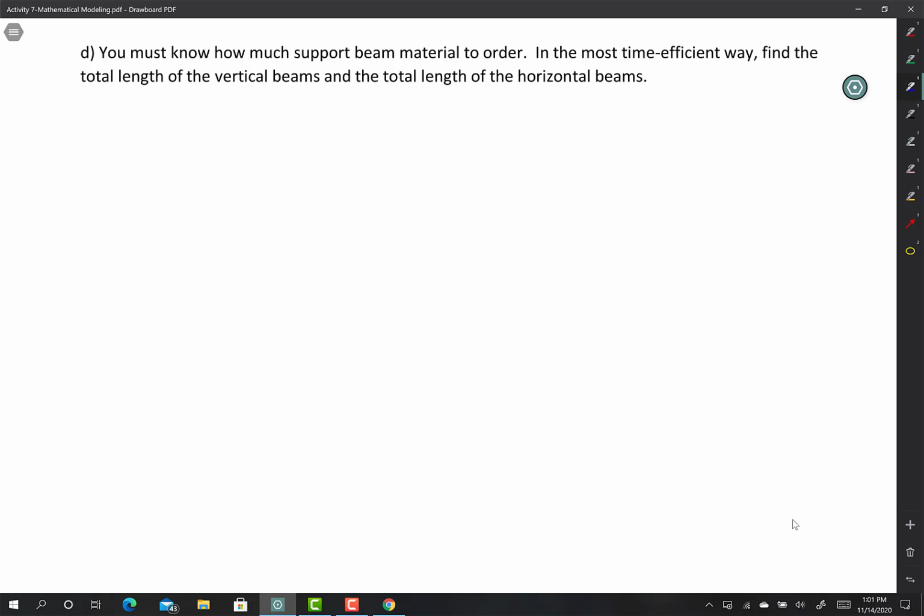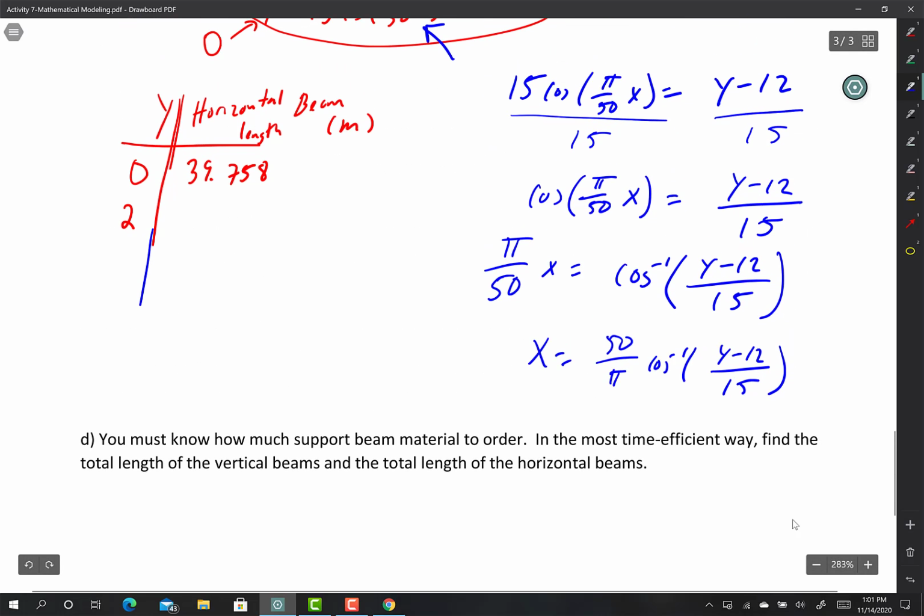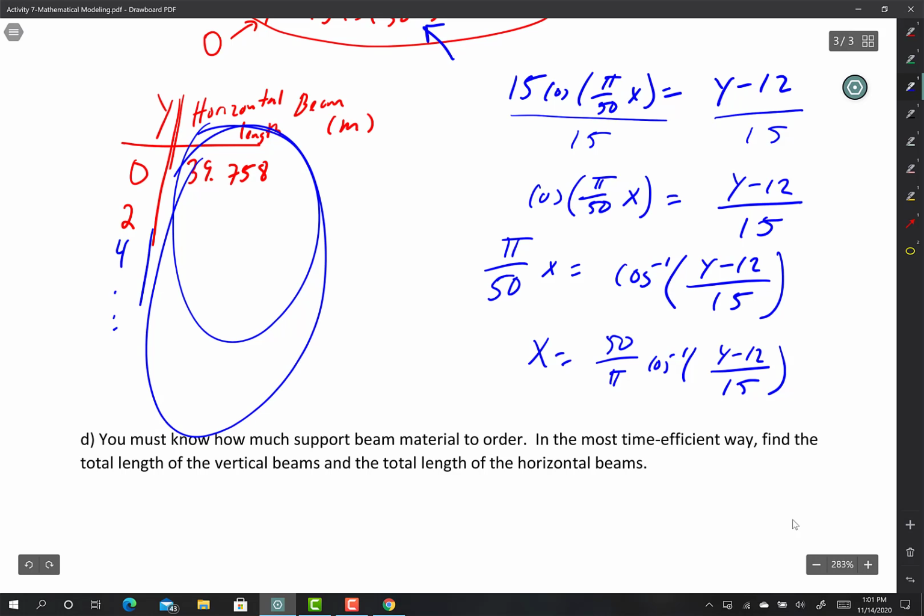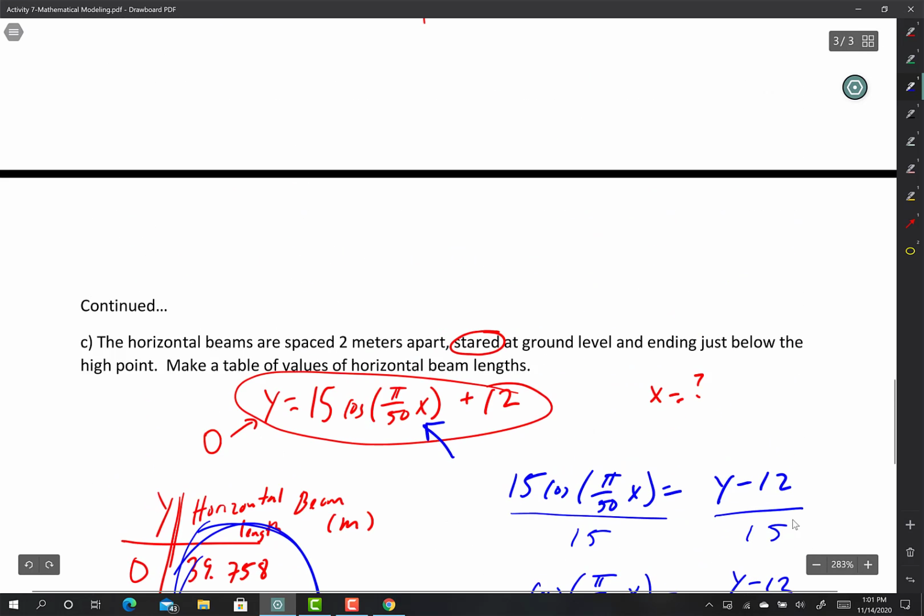All right, guys, here we go with the last one now. So letter D, it says you must know how much support beam material to order in the most time efficient way. Find the total length of the vertical beams and the total length of the horizontal beams. So what I want to do is add up all these lengths here: 0, 2, 4, dot, dot, dot, and then the last three. Those are actually your X lanes, right? And I want to add up all of these.